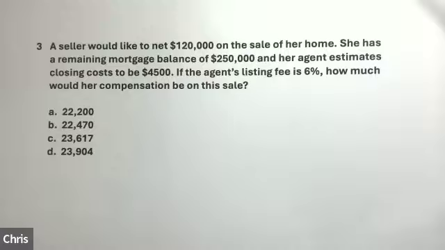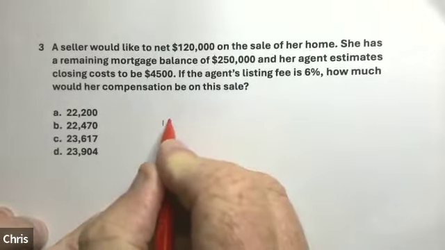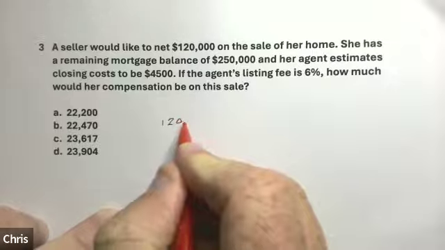If you knew what the sale price was, and you know what her compensation is going to be, 6%, then you could technically finish, you could figure out this problem using the same strategy that we've been using. So let's give it a shot here. So she wants to net $120,000 on the sale of her home.